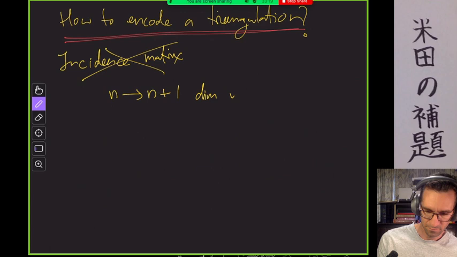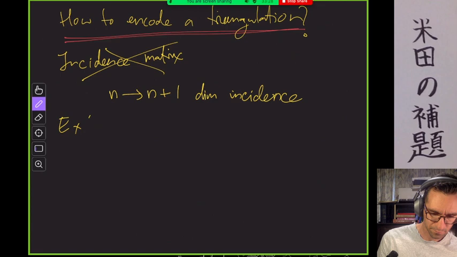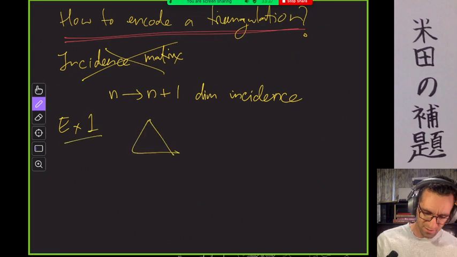All right, so as example one, let's take a filled in triangle, and everything's going to be oriented for this course, for reasons I'm not really going to go into. It helps. So let's say we've got this filled in triangle with oriented boundaries, and I'm going to orient the face this way. So I'm going to have two types of incidence. I'm going to have vertex to edge incidence.